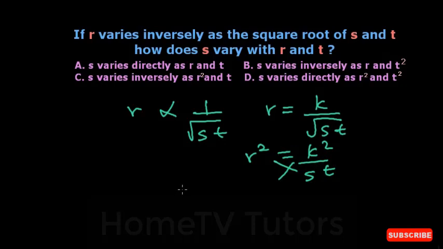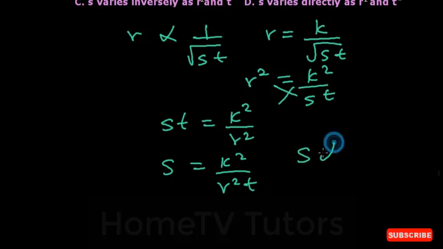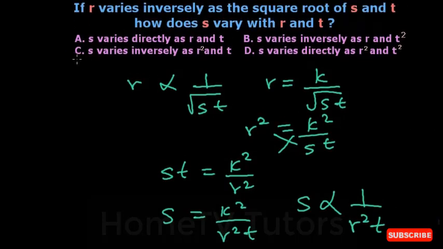We cross multiply, we now have ST equals K raised to power 2, or K squared over R squared. So we divide both sides by T. Finally, we have S equals K squared over R squared T. That is, S varies inversely as R squared T. And that tallies with answer option C.